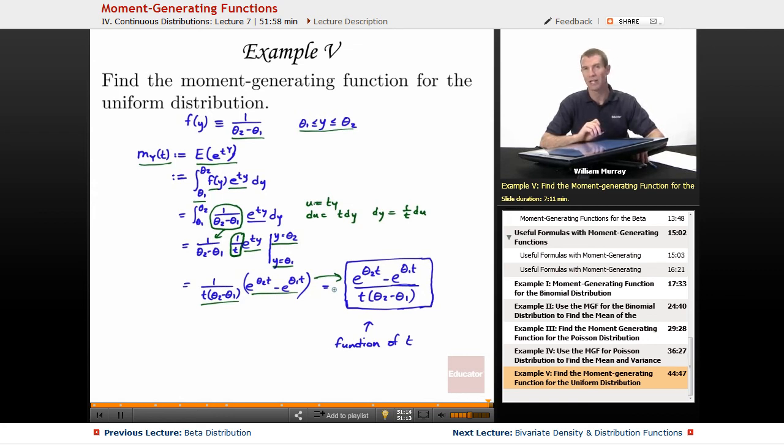I'm not going to take this one any farther, but if you wanted to, you could use this to find the mean and the variance of the uniform distribution, the same way we did in example 4 with the Poisson distribution. You could calculate those out. It gets a little messy, so I'm not going to do it here. Instead, I'm going to wrap up this lecture here on moment generating functions.